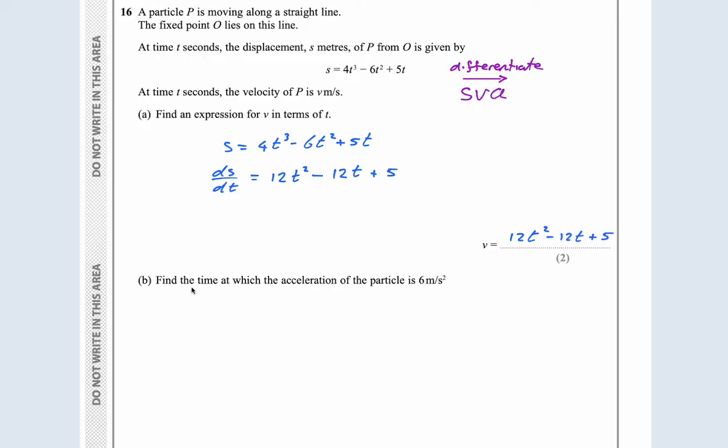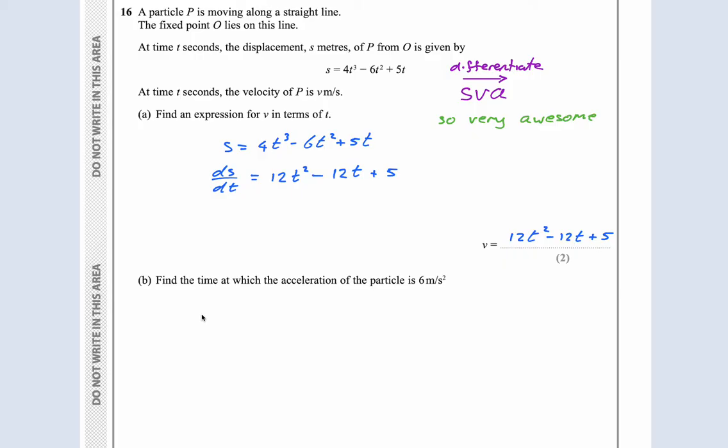That's it. Then he says find the time at which the acceleration of the particle is 6 meters per second squared. Right. So remember, guys, SVA: displacement, velocity, acceleration. If I have displacement, I differentiate and get velocity. And if I have velocity, I can differentiate and get acceleration. Because that's what acceleration is. It's the rate of change of velocity.